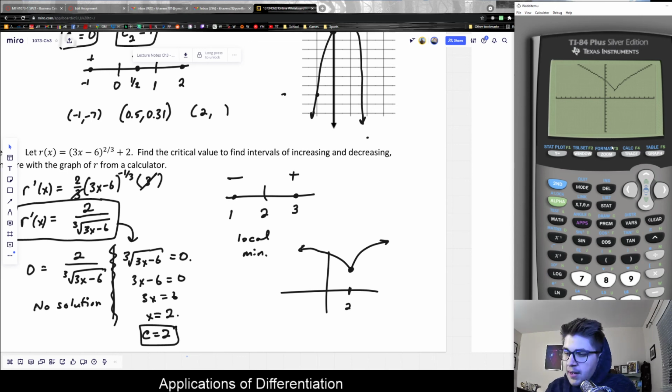as we figured out by looking at the derivative. And notice on the left-hand side, it's decreasing because it had a negative derivative, which is exactly what we figured out up here. And on the right-hand side, it's increasing because it had a positive derivative. And if we were to write those as intervals, it would be decreasing from negative infinity up until 2, and it'd be increasing from 2 up until infinity.